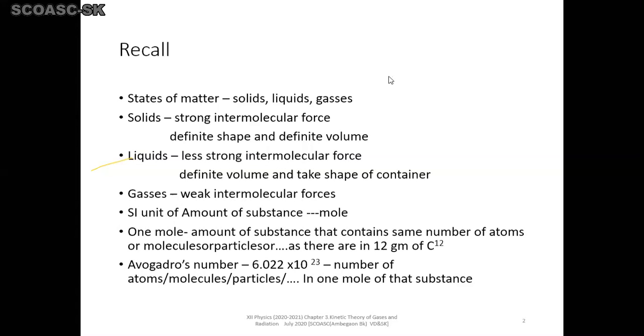Now, another thing that I want to talk about is Avogadro's number. What is Avogadro's number? It is 6.022 times 10 raised to 23. That is the number of particles or atoms or molecules present in 1 mole of that particular substance. If I'm talking about gold, 1 mole of gold is when there are 6.022 times 10 raised to 23 atoms of gold present there. I call it 1 mole of a substance, right? So that is Avogadro's number.